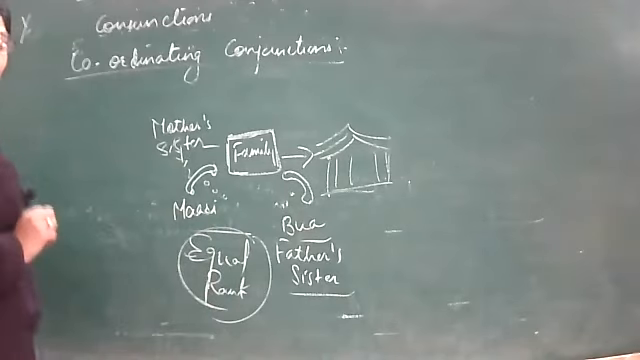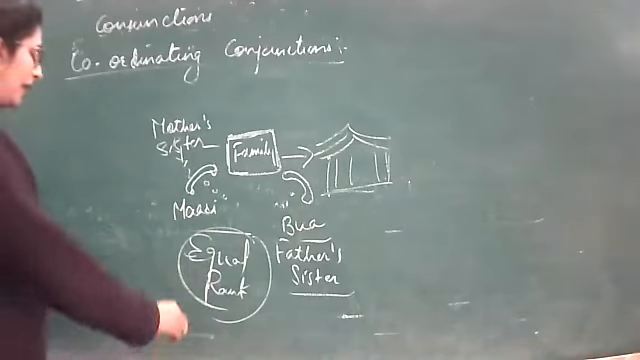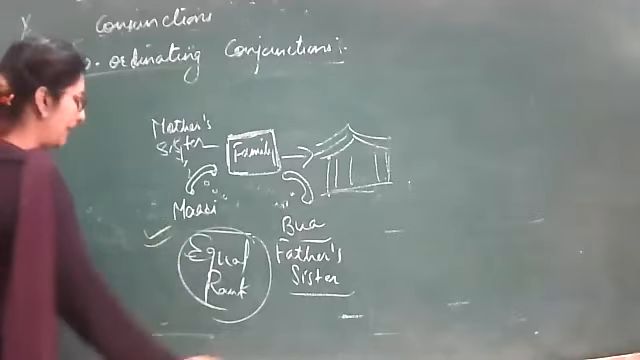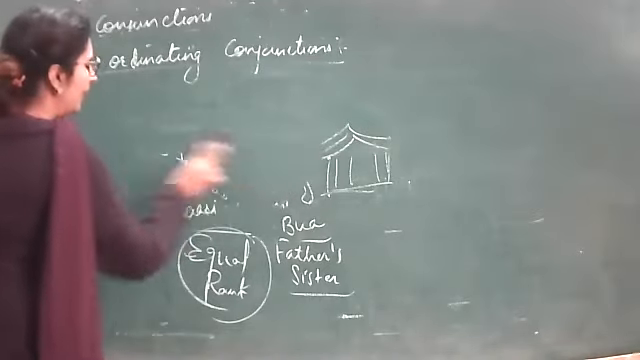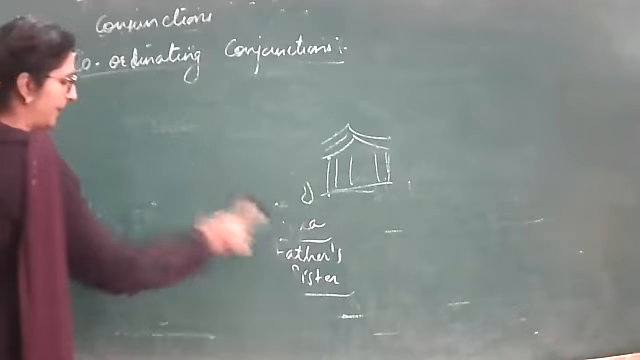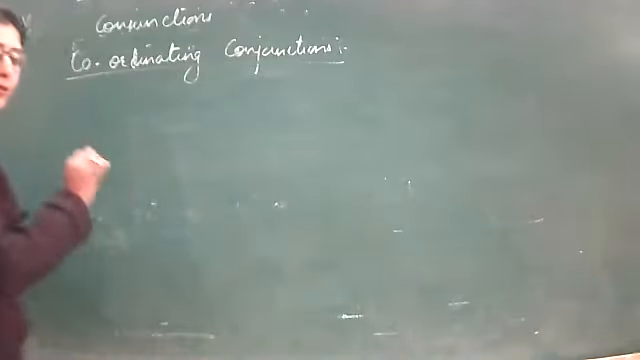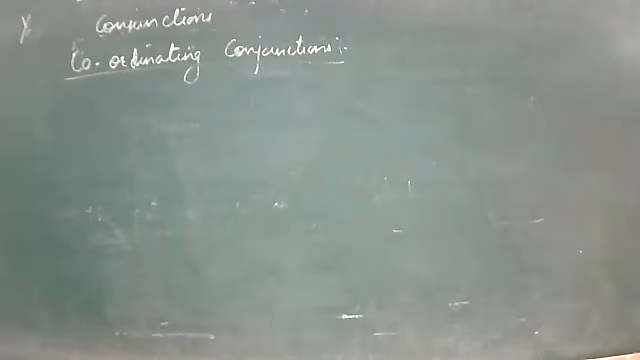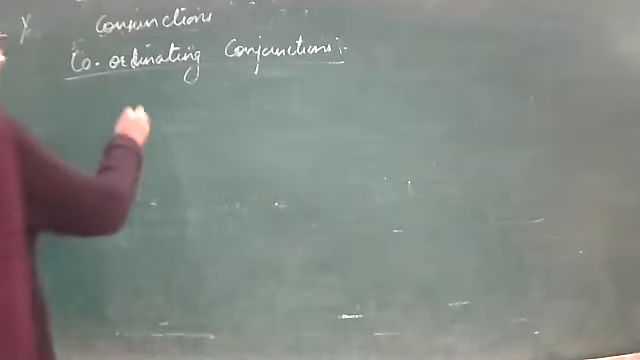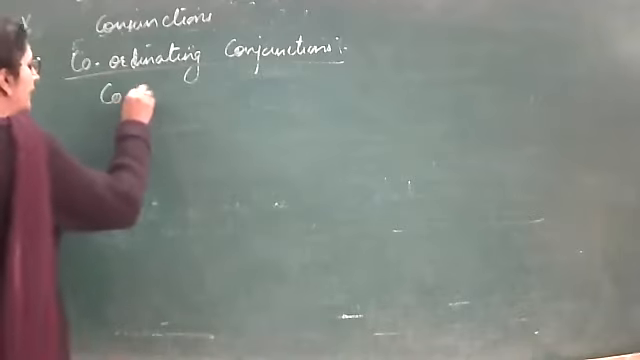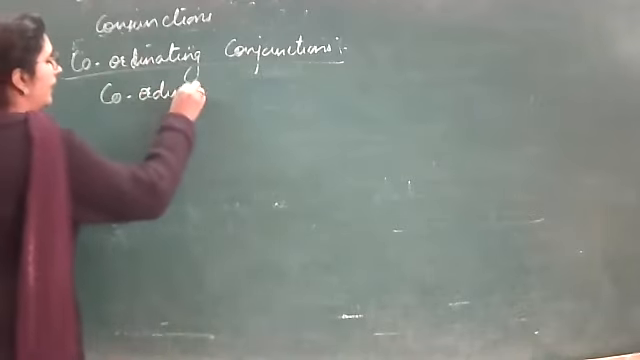So what it means is that they are of equal rank. Similarly, in coordinating conjunctions, the conjunctions that join two sentences join sentences of equal rank. Okay, so coordinating conjunctions, what is the function?